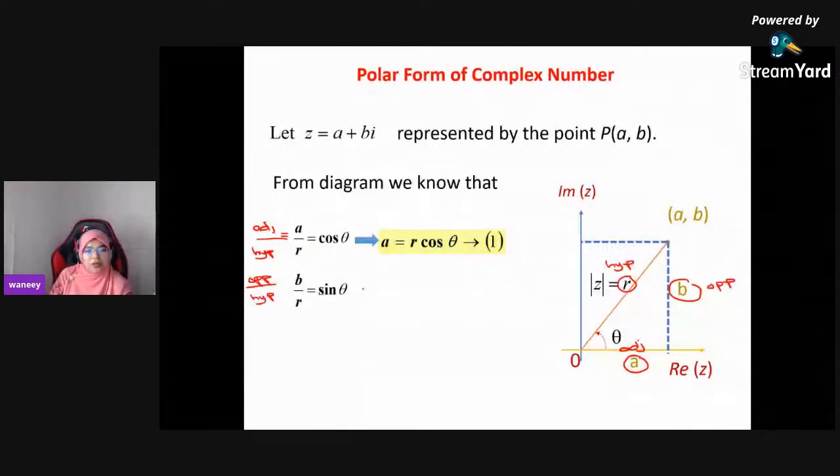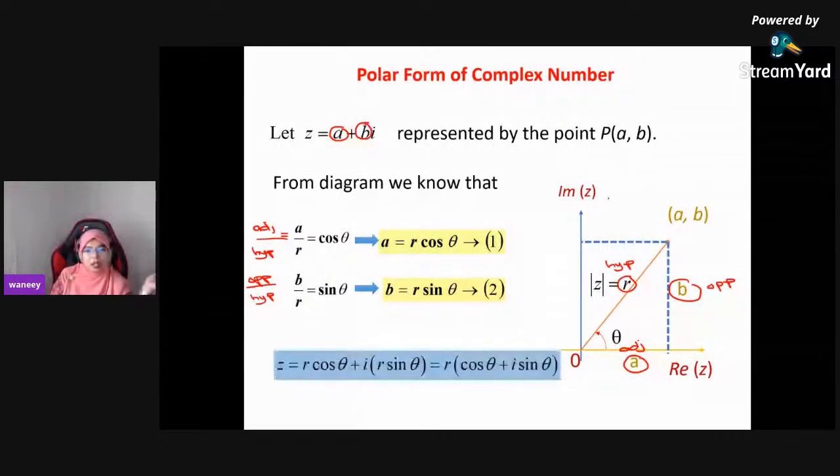Okay, and then you let a and b be the subject. So you're going to get a equal to r cos theta, b is equal to r sin theta, and then replace the a as well as the b over here. So what you have is z equal to r cos theta plus i r sin theta, or you can actually factorize the r outside. So you're going to get z equal to r times cos theta plus i sin theta.